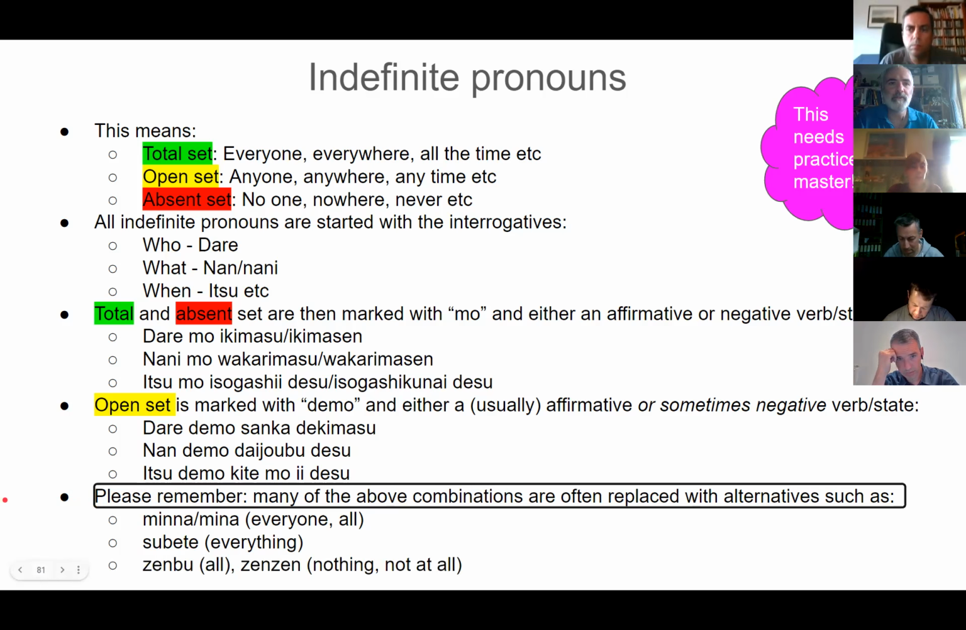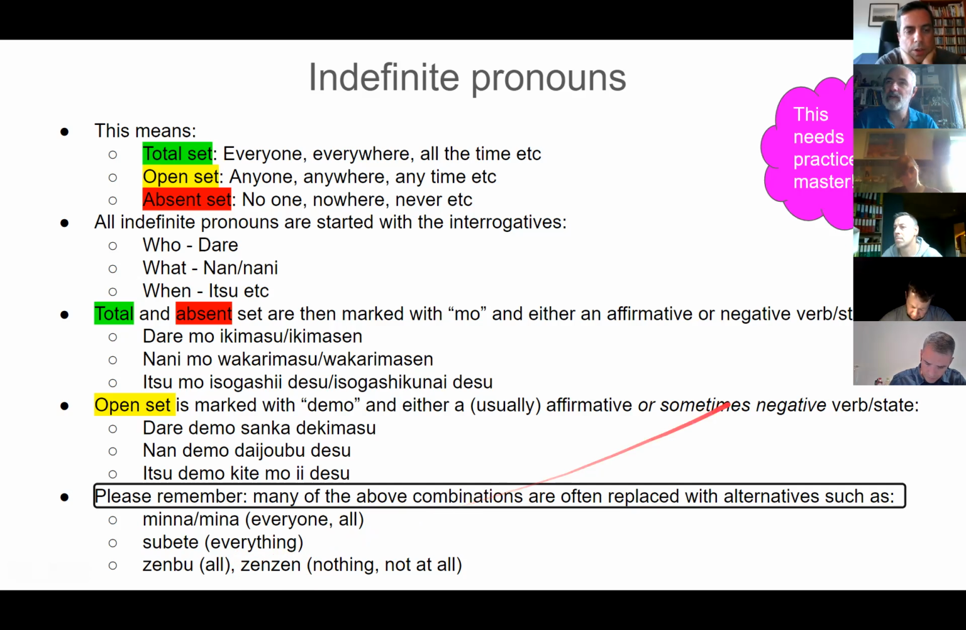And then finally, for everything, we can use zenbu, or for nothing, we can use zenzen. Unfortunately, this also pairs up to mean everything as well. We have to just make sure that the verb or the state at the end is affirmative or negative.